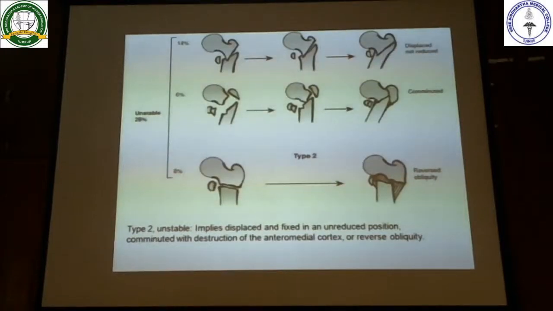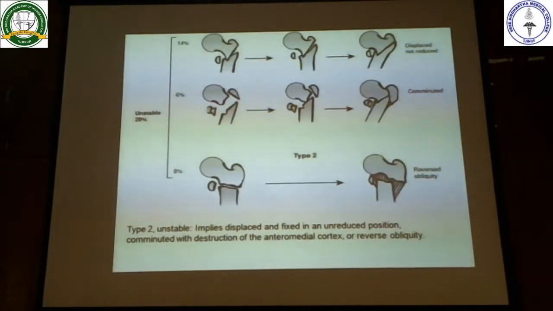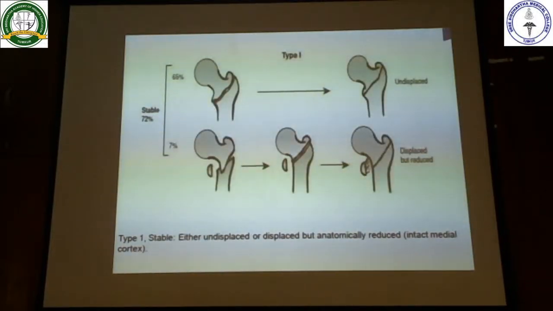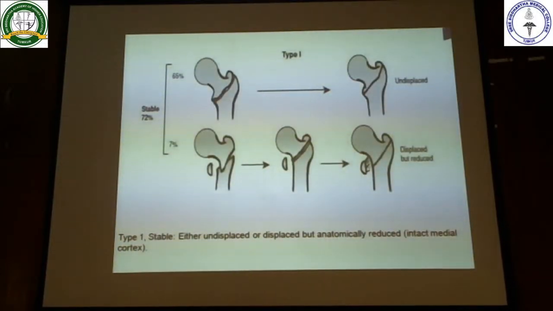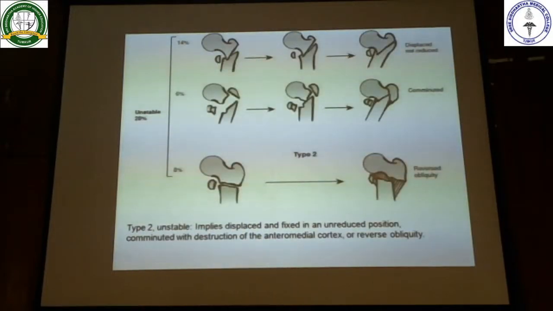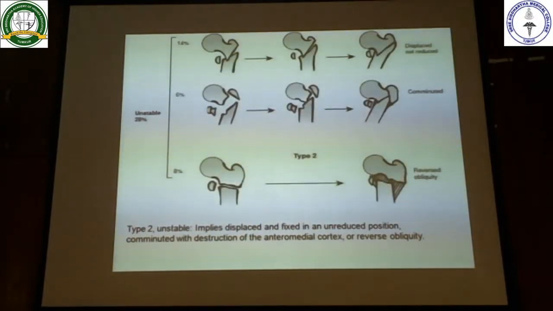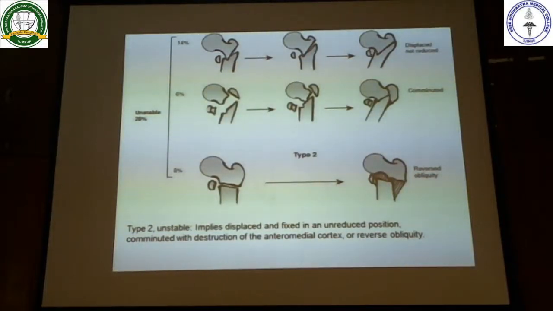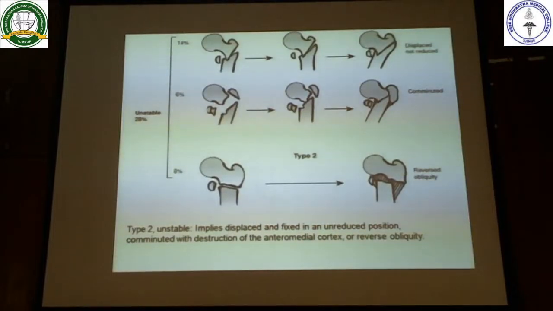Type 2 was further classified into different subtypes. So basically it was classified into stable and unstable. If you can remember it like that, that will be simple. In type 1 it is stable, it can be displaced or undisplaced, but it is always anatomically reduced. Whereas in type 2, it is straight away unstable and it implies displaced and fixed in an unreduced position, or comminution, or reverse obliquity. All of them have been classified under type 2. So just remember type 1 and type 2.